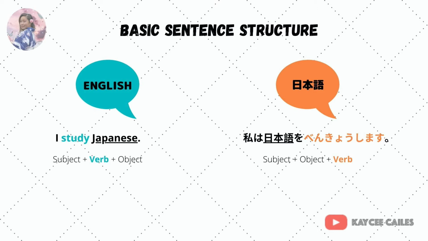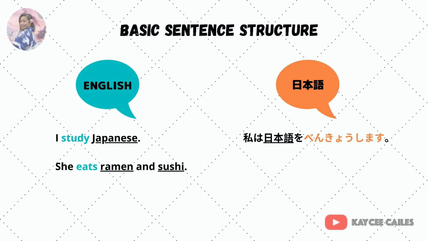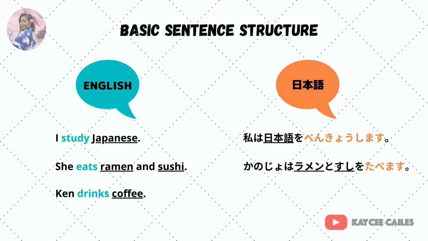Another important thing to remember is that we can eliminate the subject once we already establish who we are talking about in the sentence. In this example, we can simply say, Nihongo benkyou shimasu, since I have established that I am talking about myself. Still, this means the same. Another example is, she eats ramen and sushi. In Japanese, 彼女はラーメンと寿司を食べます. And lastly, Ken drinks coffee. In Japanese, ケンはコーヒーを飲みます.